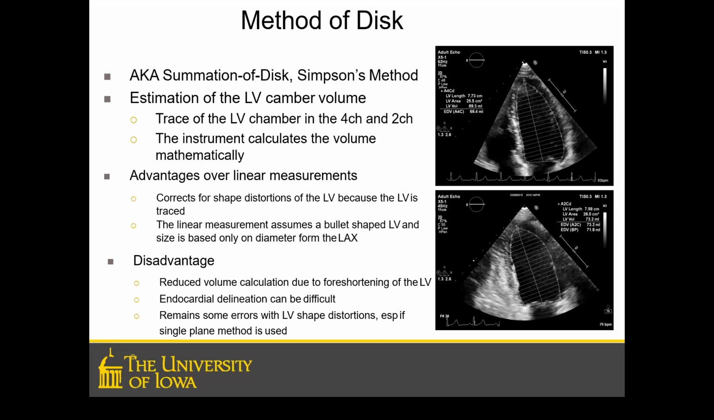The disadvantage is, once again, the image has to be true and not foreshortened. Of course, we'd like to be able to see the endocardium to get a good trace on it. And there can be some errors with shape and with remodeling, especially if it won't fit on the screen. But the biplane helps to address that.